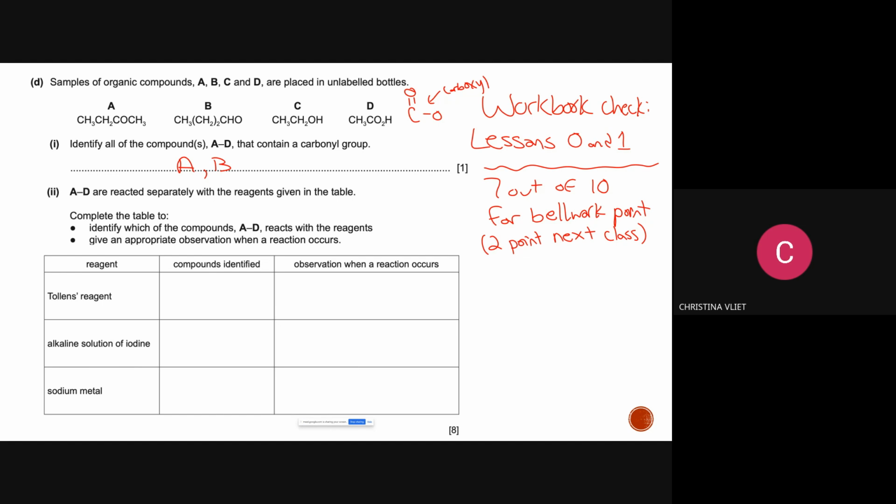A lot of people did very well with the table. I was hoping with the homework assignment that I'd given you that you would get a chance to review this. And so for Tollens reagent, we were just looking for the aldehyde, and the observation is a silver mirror.